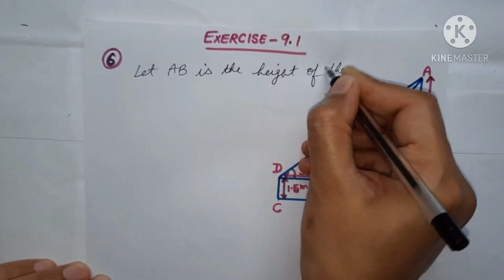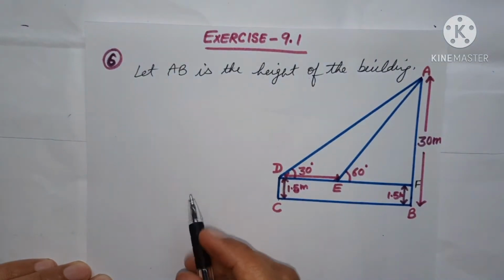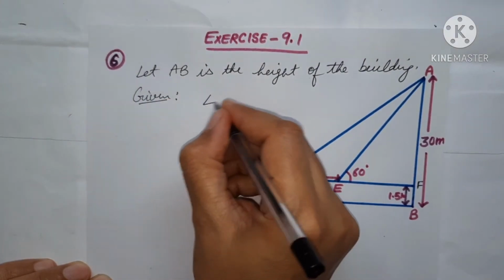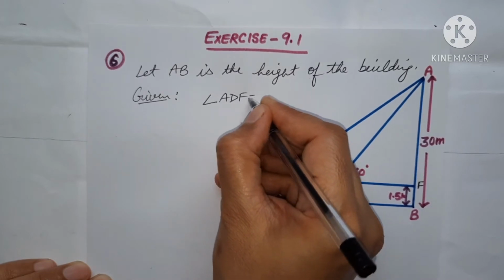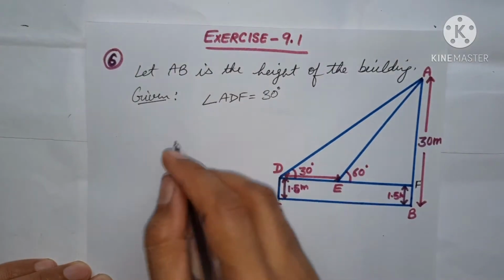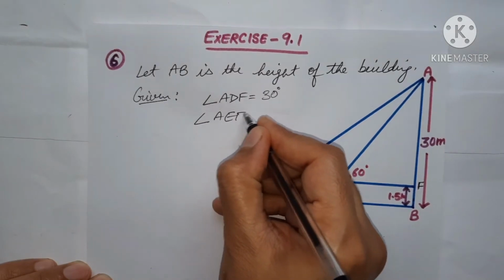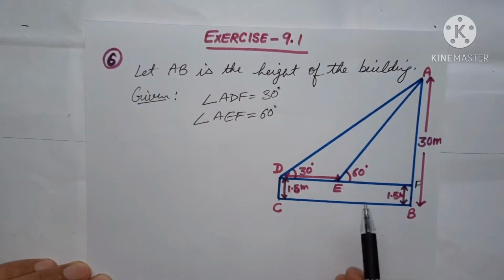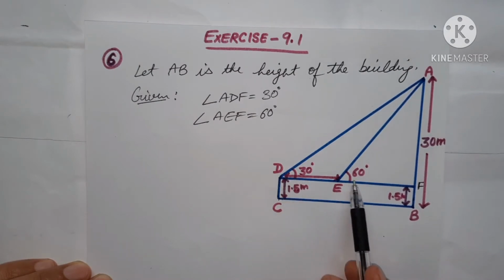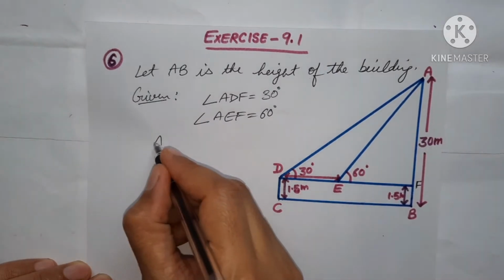So we need to write first, let AB is the height of the building. AB is the height of the building, and what other things are given in the question, that also we need to write. Angle ADF is given, this is 30 degree. So we will write 30 degree, and another angle AEF, this angle is given 60 degree, because as the boy moves towards the building, the angle changes from 30 degree to 60 degree.